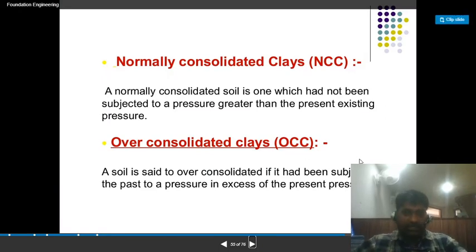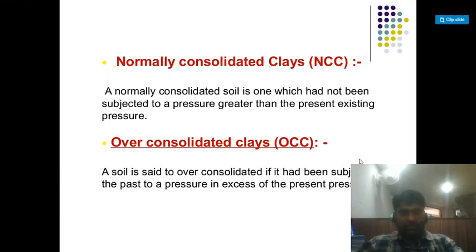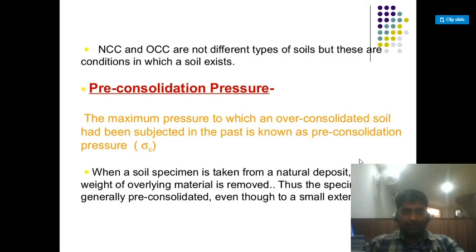Normally consolidated clays. A normally consolidated soil is one which has not been subjected to a pressure greater than the present existing pressure. Over consolidated clay: a soil is said to be over consolidated if it had been subjected in the past to a pressure in excess of the present pressure. Normally consolidated clay and over consolidated clay are not different types of soil, but these are the conditions in which a soil exists. Pre-consolidation pressure: the maximum pressure to which an over-consolidated soil has been subjected in the past is known as pre-consolidation pressure.